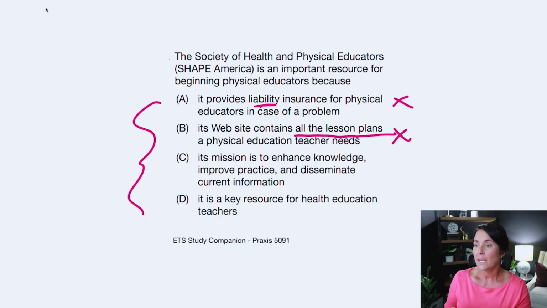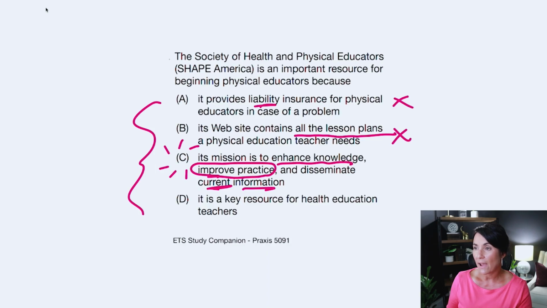I'm crossing it off. C, its mission is to enhance knowledge, improve practice, and disseminate current information. All right, these sound like good words to me. Enhance knowledge, improve practice. Yes, please. If I'm a teacher, I always want to improve my practice. And disseminate current information. Very good, because information changes, especially in PE. Nutrition guidelines change, all of that. So C is looking good to me. D, it is a key resource for health education teachers. Okay, let's take a look at the question. I'm going to leave it down to C and D. C is like my best answer here. I like C. Let's go with the question.